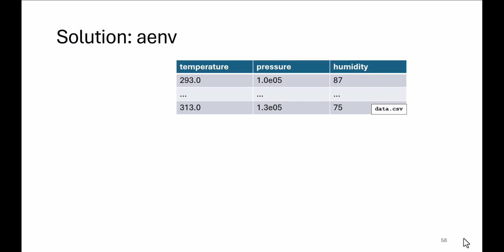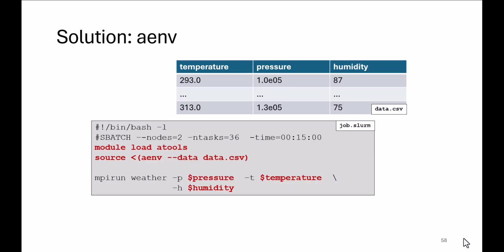Essentially, we can use aenv, which is part of atools. So rather than thinking about a table, we actually create one as a comma-separated value file, which has 3 columns: temperature, pressure, and humidity. And it contains the names of those columns. Okay. So in my job script, I do a few modifications. I load the atools module. And of course, you could load a specific version, but if you don't specify that, then typically you will get the latest version, which is most likely what you would like.